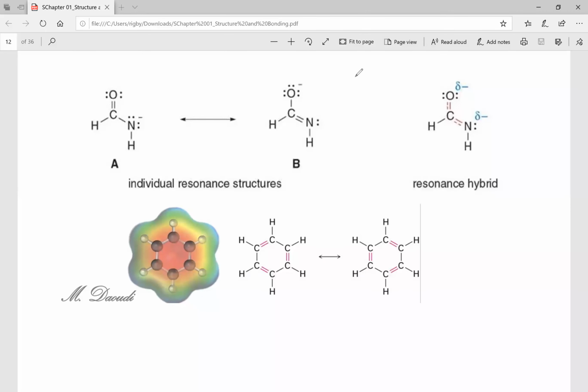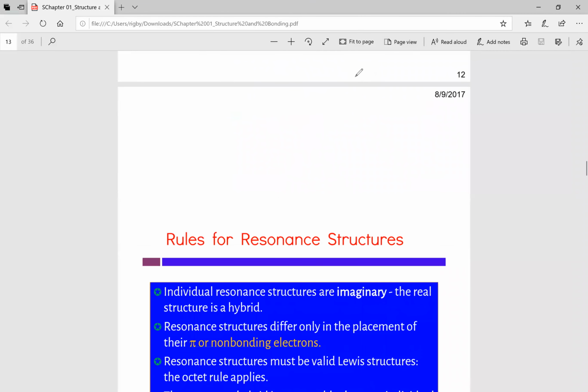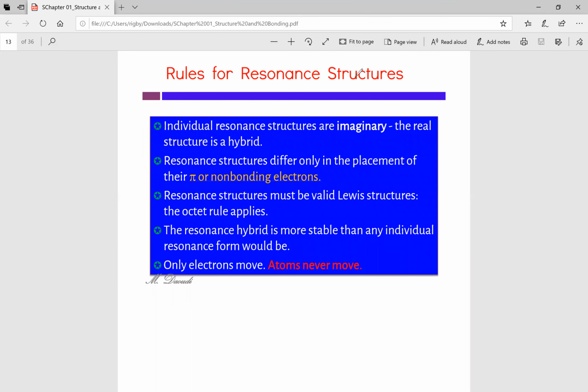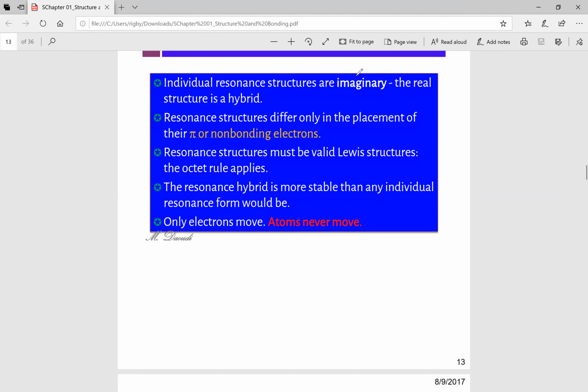Again, I talk about this a little bit more in my acid-base review for chapter 2 in this class. Just go back and look at that if you're a little bit confused. One more thing to note here is atoms never move, and we can also see that reflected in how I draw the arrows. The arrows always go from either an electron pair or from a bond, and they always go to either another bond or an atom. So we show how electrons move with arrows. We do not show how atoms move with arrows.